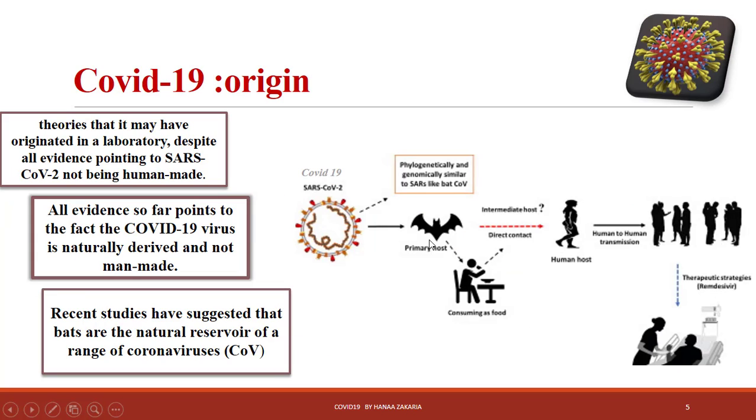About the origin of COVID-19, the theory is that it may have originated in a laboratory, despite all evidence pointing to SARS-CoV-2 not being human-made. All evidence so far points to the fact that the COVID-19 virus is naturally derived and not man-made. Recent studies have suggested that bats are the natural reservoir of a range of coronaviruses.